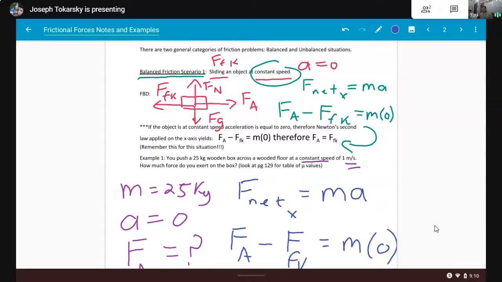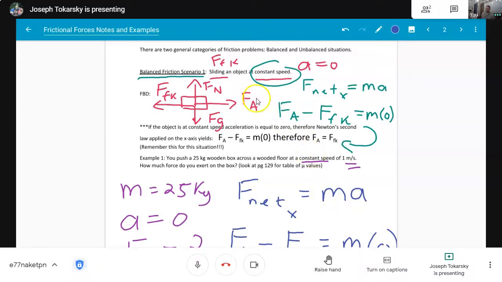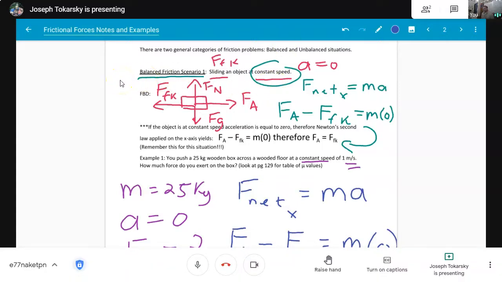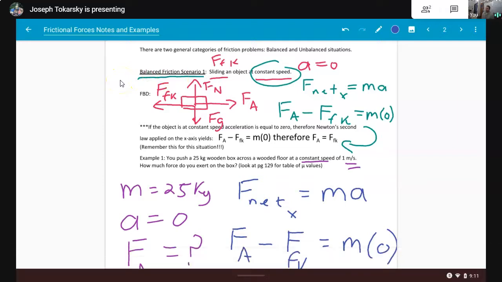If I start pushing harder than friction is pulling against me, remember I said this is like tug of war, you're playing with applied force and friction. If I push harder than 49 newtons, this thing will start to speed up. Remember, 49 newtons is the exact perfect value to push with to keep it going constant based on the specific mass and mu value given in this problem. But if I push harder than 49 newtons and kinetic friction is still 49 newtons, this thing would speed up. It wouldn't be constant anymore. Then we'd be in an unbalanced scenario, which we'll get into later in the week.